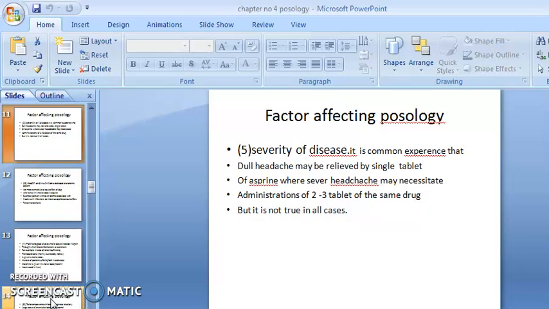Severity of disease. If severity is more, we require more drug, whereas if severity is less, you require a lesser dose. That is called the severity of disease. In common expression, a dull headache may be relieved by a single tablet of aspirin, whereas a severe headache may necessitate administration of 2 to 3 tablets of the same drug, but it is not true in all cases.